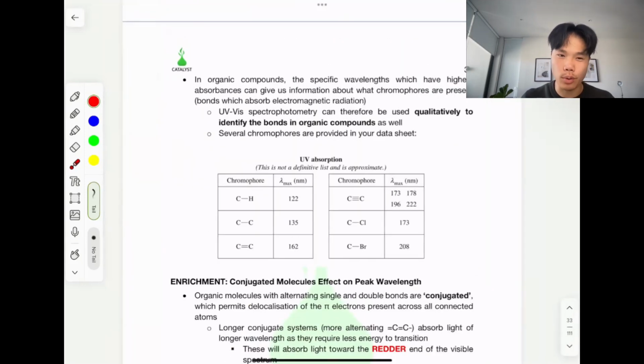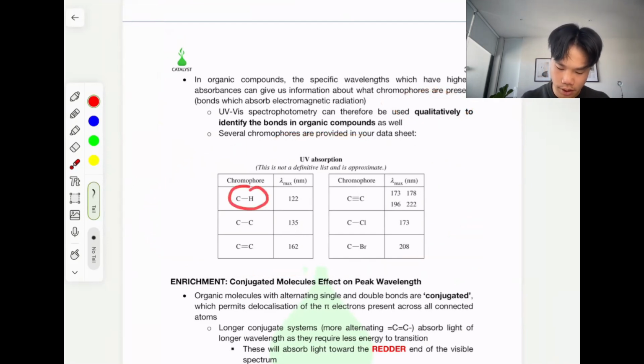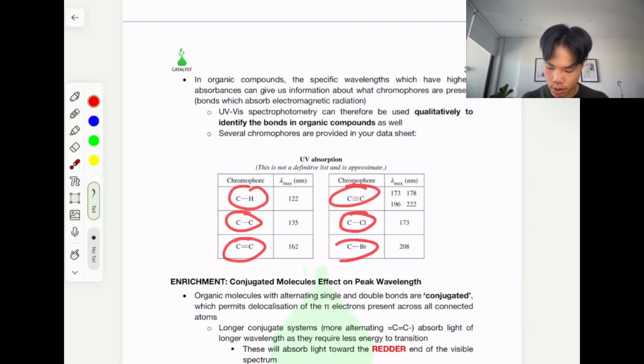Important to note, well, somewhat important, not really high yield. For UV-vis, you can also use this qualitatively to identify chromophores, which are bonds that absorb specific wavelengths of light. So it's sort of similar to an IR spec almost. You can see carbon to hydrogen, carbon to carbon, carbon to carbon double and triple bonds, and carbon to chlorine, carbon to bromine. You can see those as specific wavelengths if you were to shine this through a sample that contains them. They would be absorbed at those specific wavelengths listed, and this is on your data sheet.